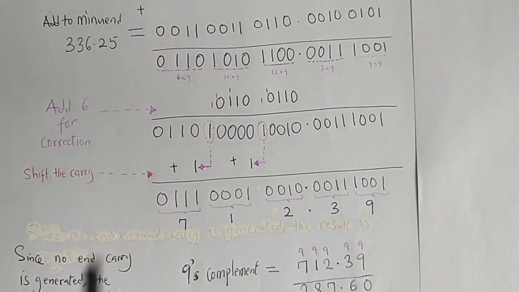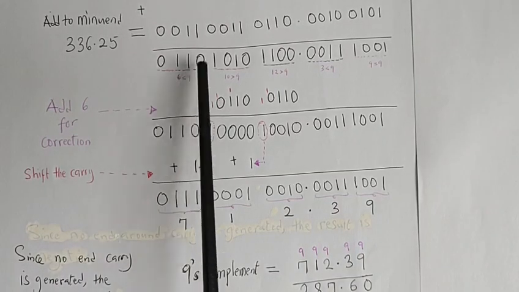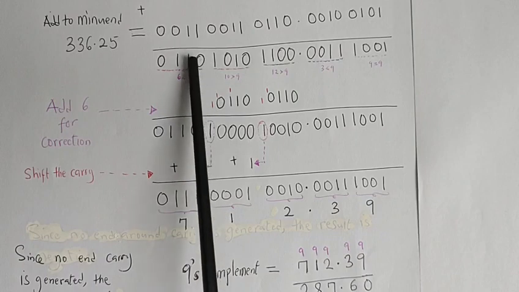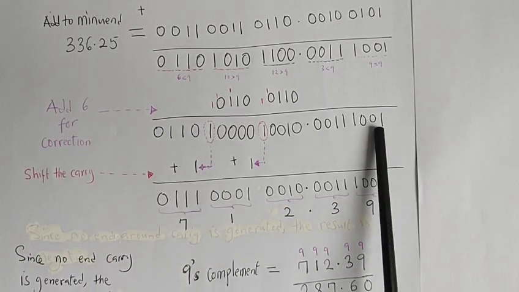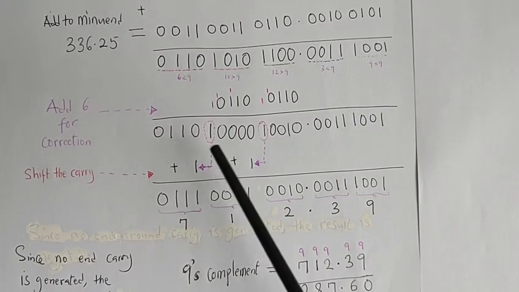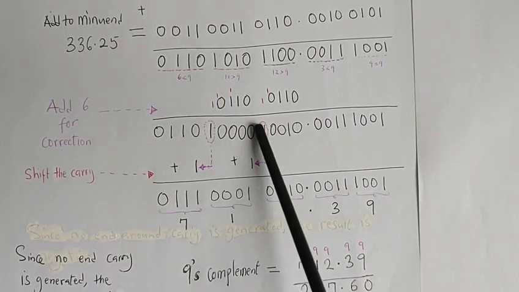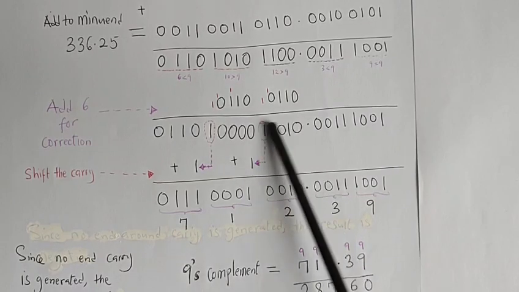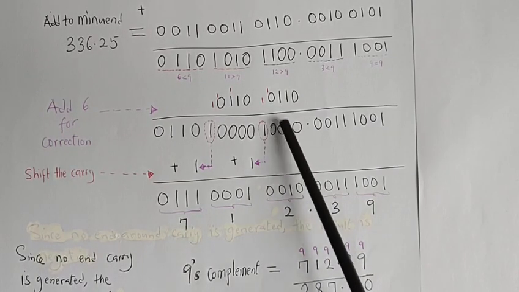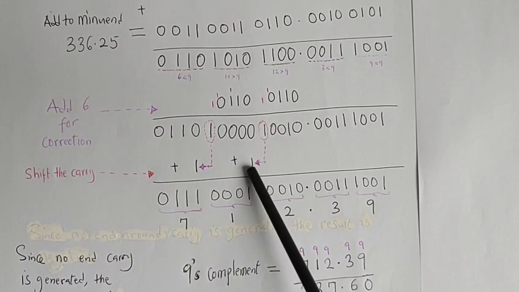Alright, since this particular group of bits is less than 9, we just bring everything down. Alright, so we have the result. Now all we need to do at this point, according to the fourth rule, is shift the carry to the next bit. Now this carry that has been generated at this point, we have to shift it to the next bit.